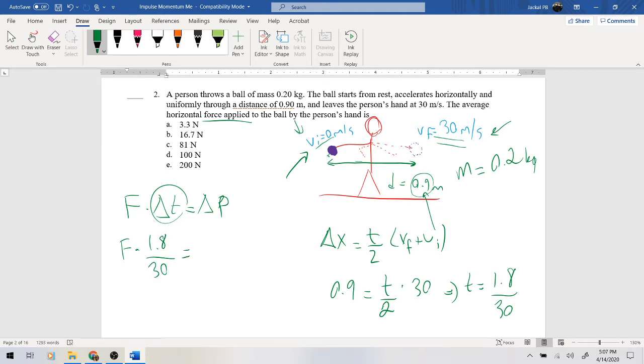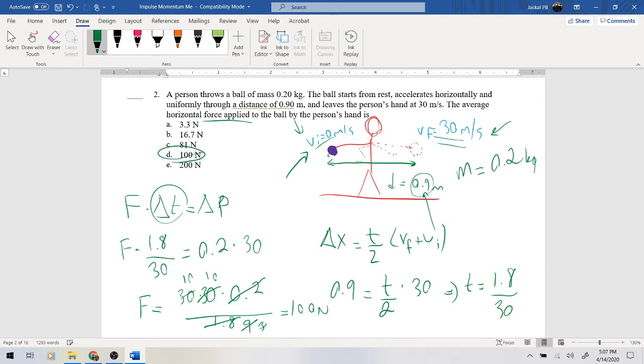And for the change in momentum, we are talking about the ball. So the mass of the ball is just 0.2, and the change in velocity in that case is 30 minus 0, which is 30. Then my force in that case is going to be 30 times 30 times 0.2 divided by 1.8. Dividing those, you will get 9, and then 9 divided by 30, 10 and 3, 3 and 30, 10. So it's just going to give you 100 newtons of force.